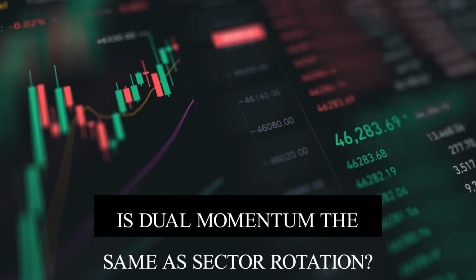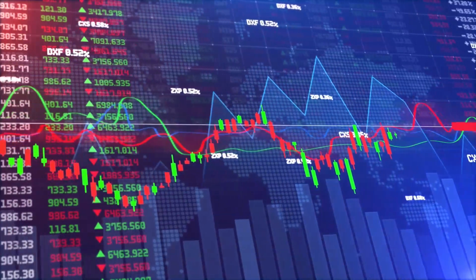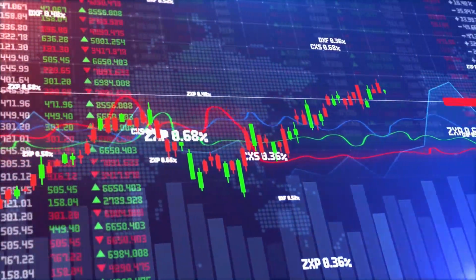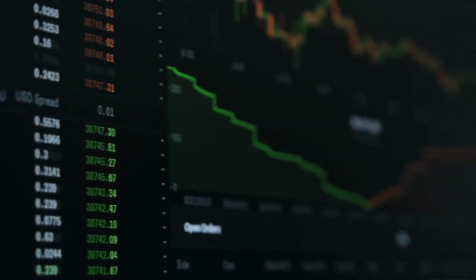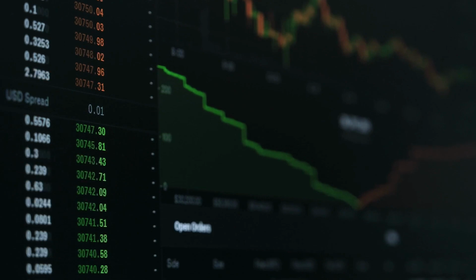Is dual momentum the same as sector rotation? In practice, yes, but a sector rotation trading strategy might also be based not only on momentum, but also other types, for example, mean reversion.